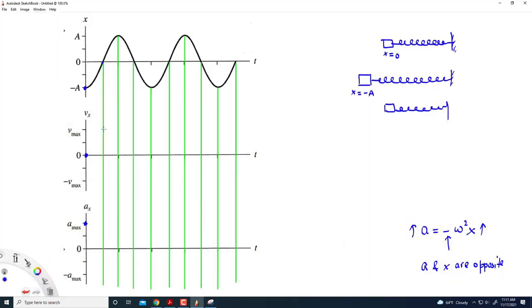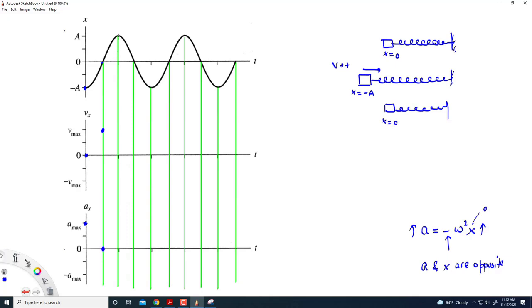So maximum velocity. And how do I know it's positive maximum, not negative maximum? Because you see, this is the leftmost part, and it's moving towards the right. Okay, so this line means it's moving towards the right. When it's moving towards the right, velocity is positive. That's why we have positive velocity. How about the acceleration when x is equal to 0? So that will be 0.